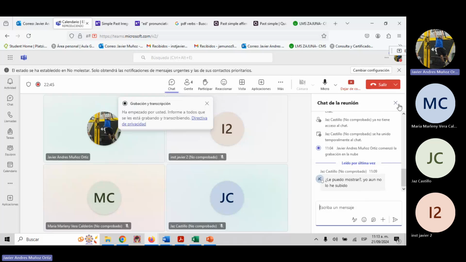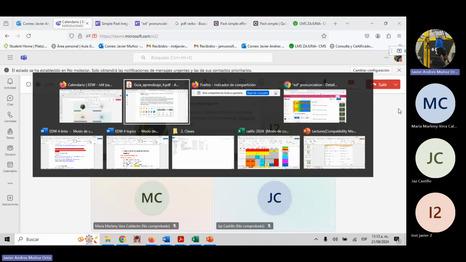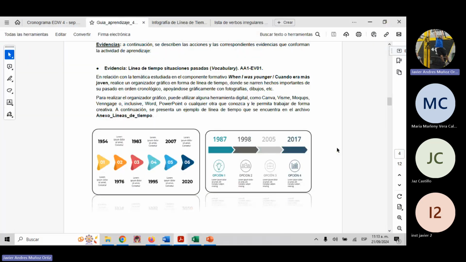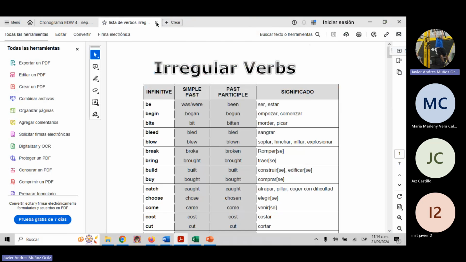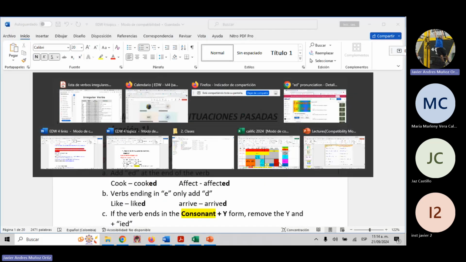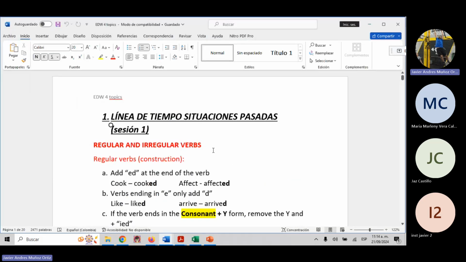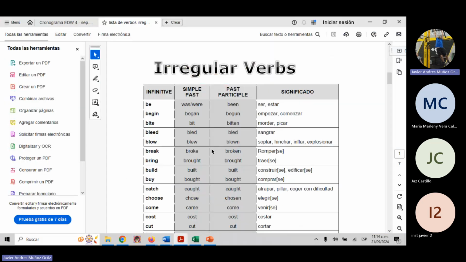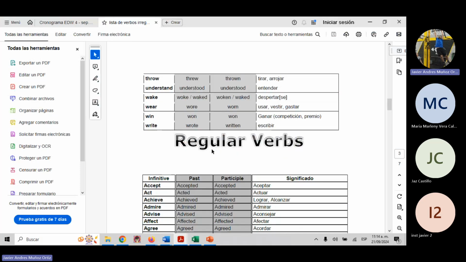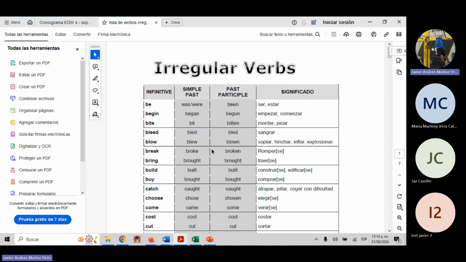Okay, let's continue. So this is the evidence. This is an example. We already talked about this last time. And last time we were talking about regular and irregular verbs. About regular verbs, we said that they are called regular.